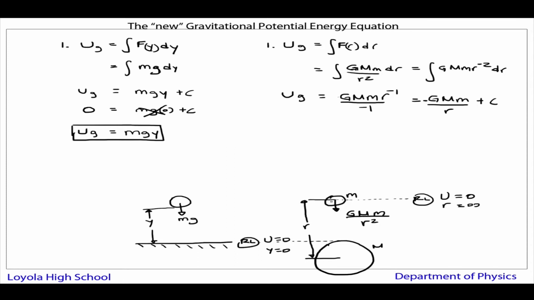So if this object were out at infinity, very, very far away, this is not to scale obviously, we would have zero potential energy, which makes sense because if you take a look at this, when you're at infinity, the force is zero. You have no force acting on you, you can't move. You have no gravitational potential energy.